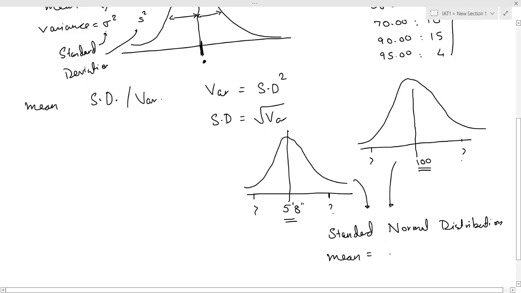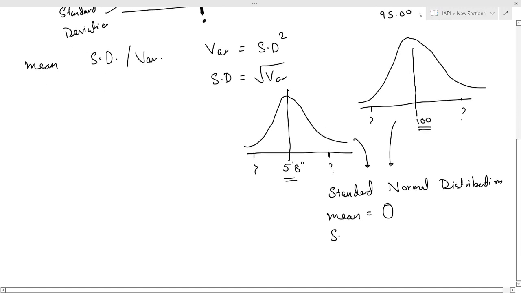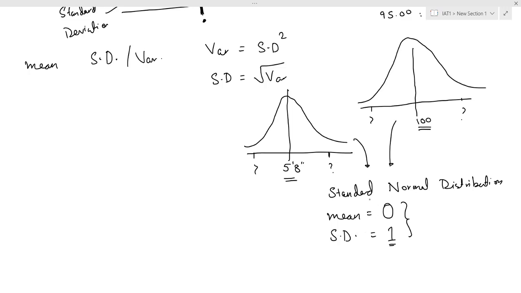In case of standard normal distribution, the mean is 0. And what is your standard deviation? Your standard deviation is 1. Okay, so these are the values. Mean is 0, standard deviation is 1, or you can also say variance is 1, because 1 square is 1, right? This is your standard normal distribution.